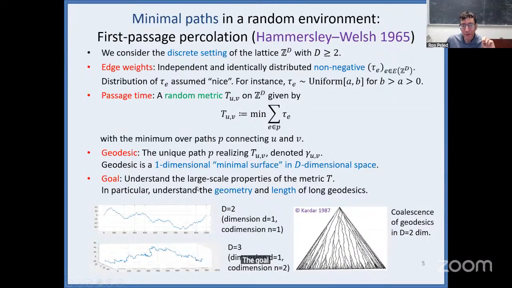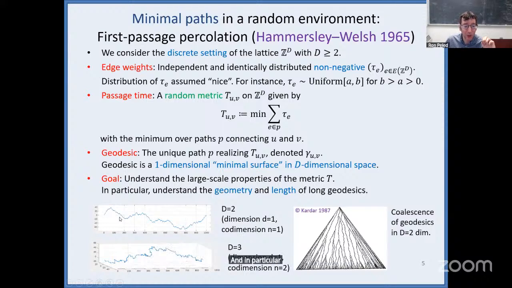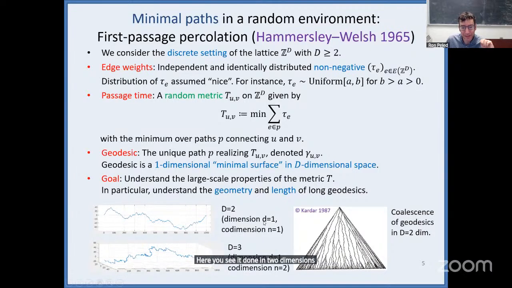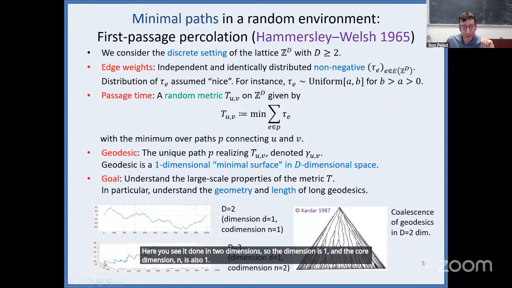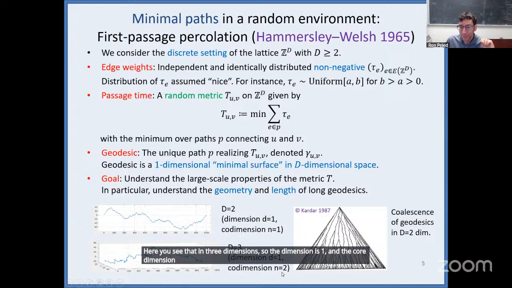The goal is to understand the large-scale properties of this metric t, the time that it takes to go from u to v. It's a random metric. And in particular, understand how a long geodesic or a long minimal path looks like, and what is its passage time? What is the time itself, the geometry and the length or passage time? Here you see it done in 2 dimensions. So the dimension is 1 and the codimension n is also 1. Here you see it done in 3 dimensions. So the dimension is 1 and the codimension n is 2.